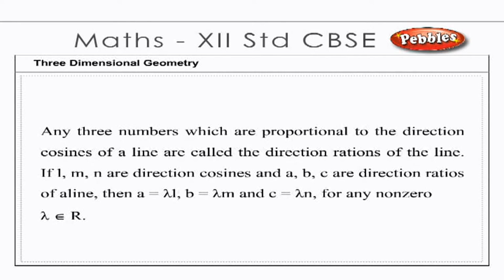Any three numbers which are proportional to the direction cosines of a line are called the direction ratios of the line. If l, m, n are direction cosines and a, b, c are direction ratios of a line, then a equals lambda l, b equals lambda m and c equals lambda n, for any non-zero lambda belonging to R.